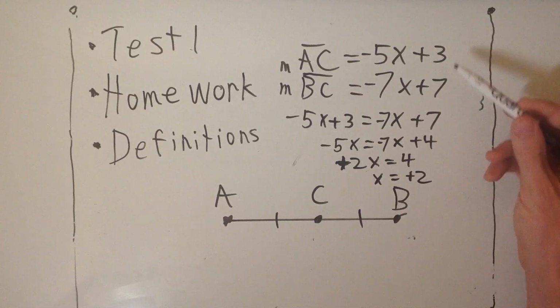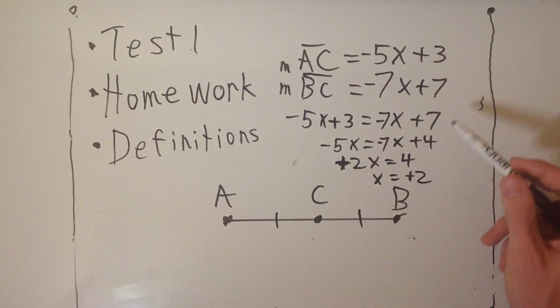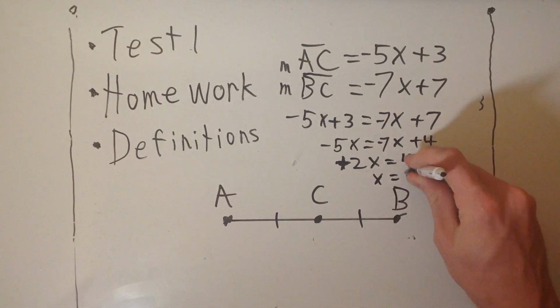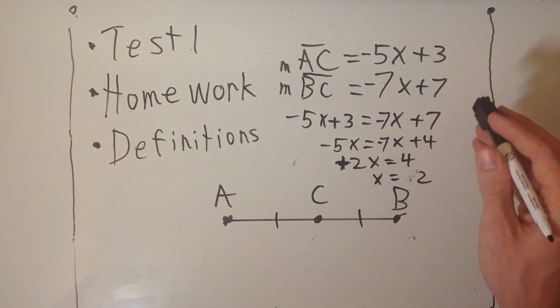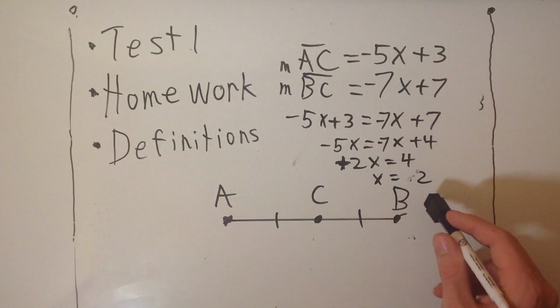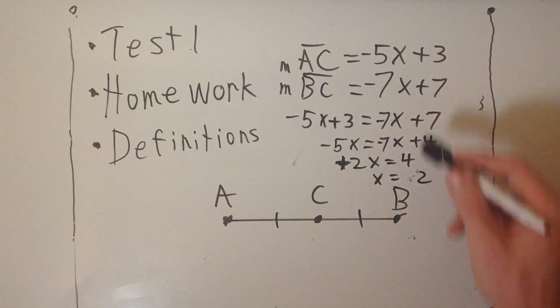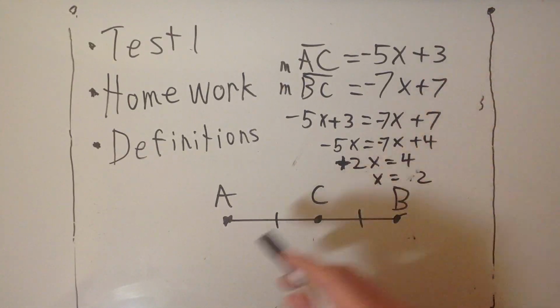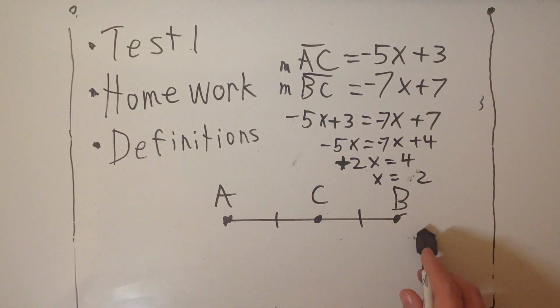So, yes, this is just a bad problem. I chose some bad numbers because this isn't going to work out. But you get the idea of what you're supposed to do. You solve for x. Once you get x, you plug it back into these equations, and they'll give you the length for these line segments.